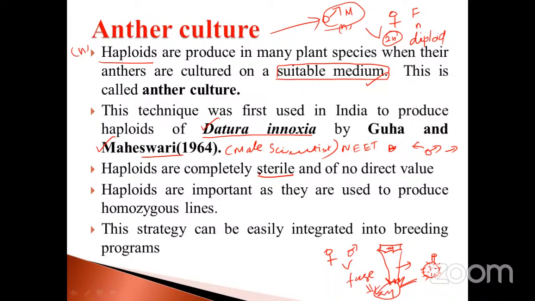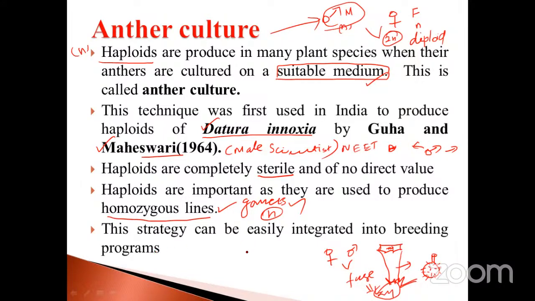As given here, the haploids are completely sterile and have no direct value. The haploids are important as they are used to produce a homozygous line. Already we discussed, homozygous means only one type. Suppose you are doing this in laboratory conditions, culturing the anther. Only the anther produces, isn't it, my dear? The ovary will not produce. That is nothing but the homozygous. Only one type of gametes will be produced, isn't it, my dear? So this strategy can be easily integrated into breeding programs.